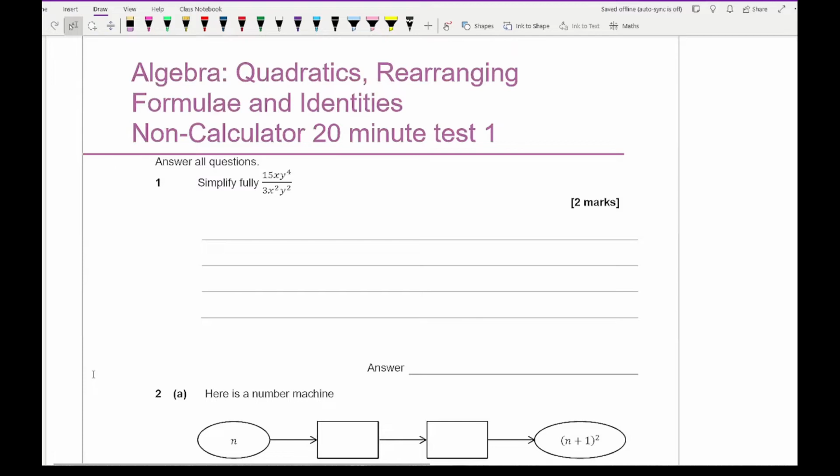So question 1 says we need to simplify this algebraic fraction. Now with this, obviously what you want to do is cancel numbers with numbers and common letters with the common letters. So looking at 15 over 3, well let's just write this out a little bit bigger. That should be known as being an x, not a multiply, and we've got 3x squared y squared. So then from this, what we can do is cancel out the numbers. So what goes into both 15 and 3?